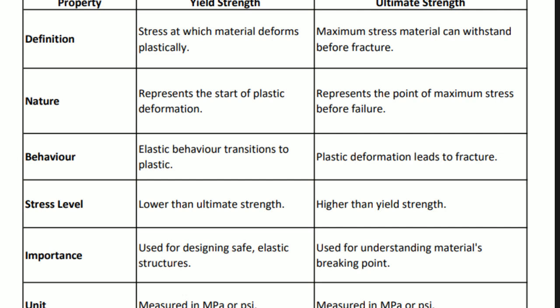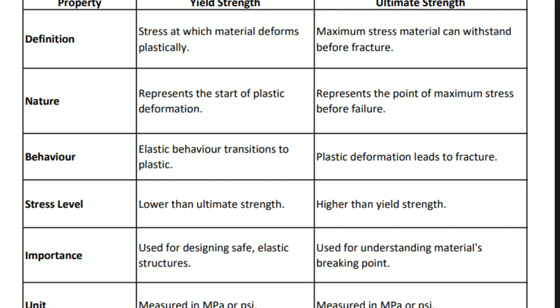And the behavior: at yield strength, elastic behavior transitions to plastic, but at ultimate strength, plastic deformation leads to fracture. So it is very important to remember that yield strength is the transition from elastic to plastic, but ultimate strength is the plastic deformation to fracture. These are the behavior differences. And what about stress levels? The yield strength, as we understand from the graph, is always lower than the ultimate tensile strength.